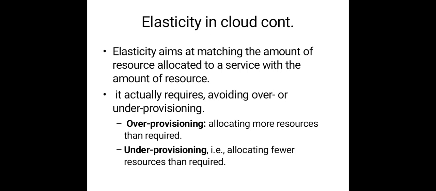Over provisioning is allocating more resources than required. That is, if I need 3 servers but the service provider allocates me 4 servers, then it is considered over provisioning. That is, I have more servers than I needed. Under provisioning is allocating fewer resources than required. If I need 3 servers and they allot me 2 servers, then it is called under provisioning.